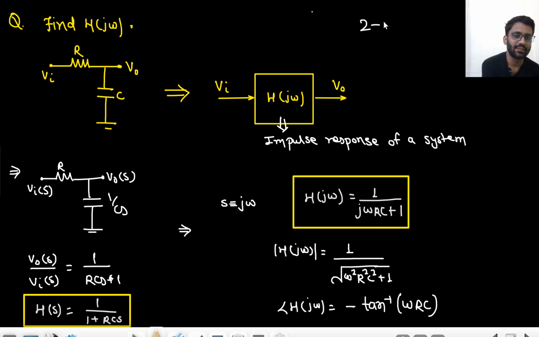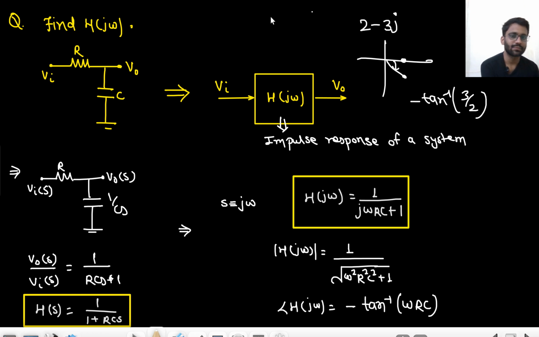If you are asked to write the angle of 2 minus 3j, where will be 2? 2 will be here. Where will be minus 3? Minus 3 will be here. So basically the angle would be minus tan inverse 3 by 2. If you are asked to write minus 2 plus 3j, where will be minus 2? Minus 2 will be here and 3 will be here. So this angle you are asked.